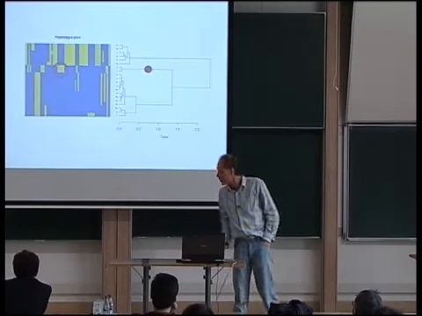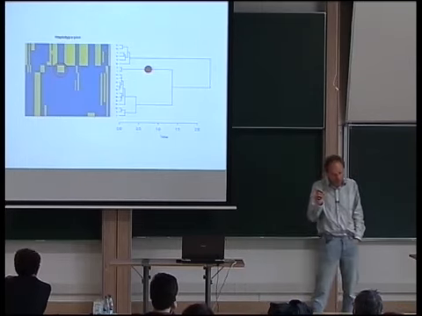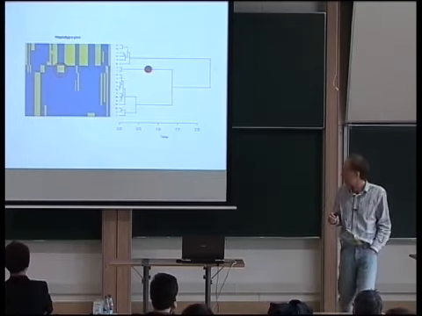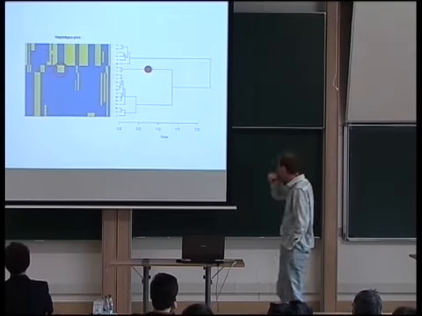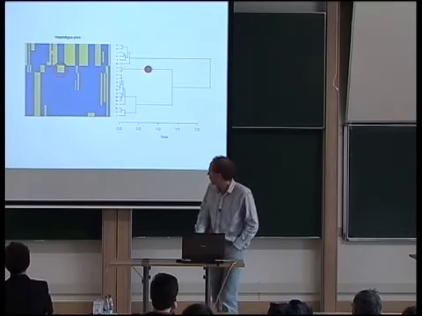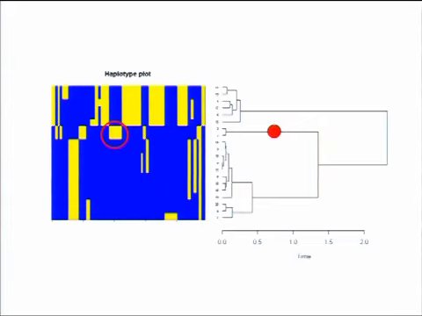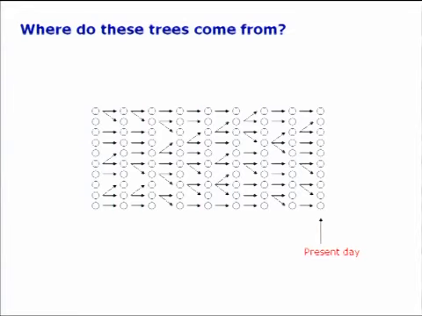Okay, so I just wanted to give you, for those of you who haven't come across coalescent theory before or have but don't quite know where it comes from, a small insight into where it comes from. So where do these trees actually come from?